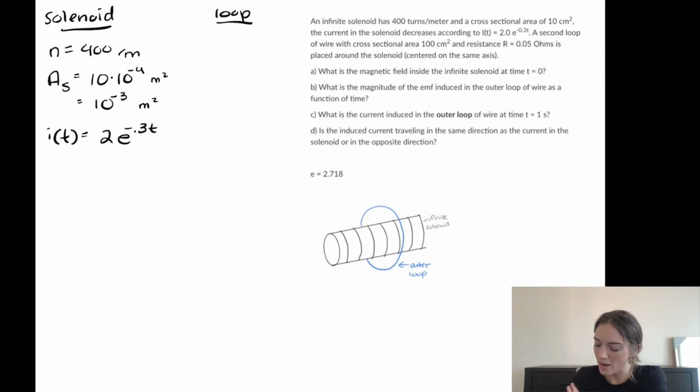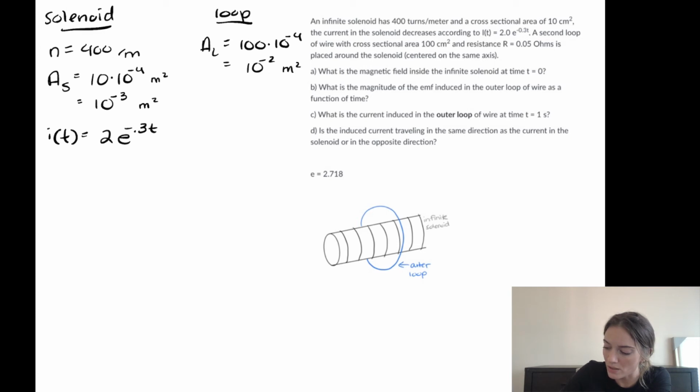So this is our function for our current in the solenoid. We have a second wire loop with a cross-sectional area of 100 centimeters squared. So the area of our loop is 100 centimeters squared, which is 100 times 10 to the negative 4, which is 10 to the negative 2 meters squared. And then it has a resistance of 0.05 ohms.